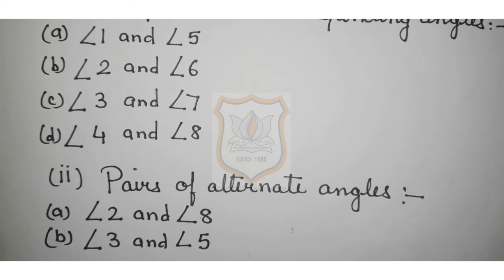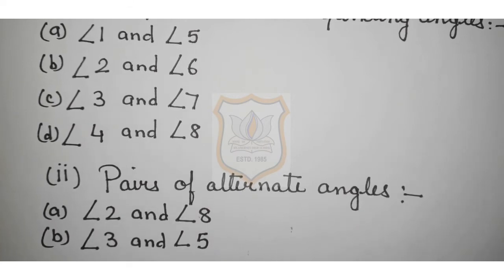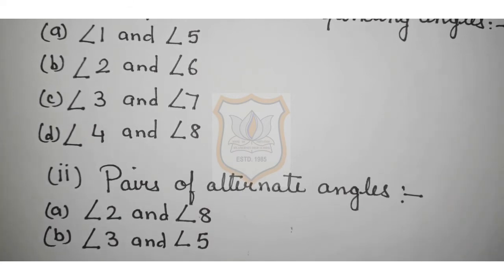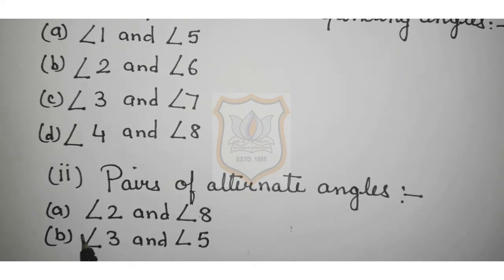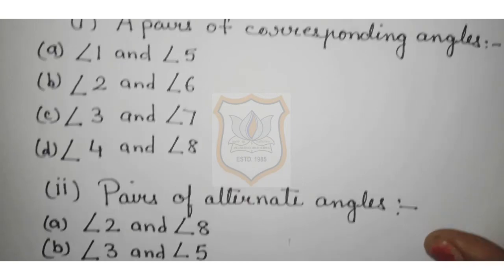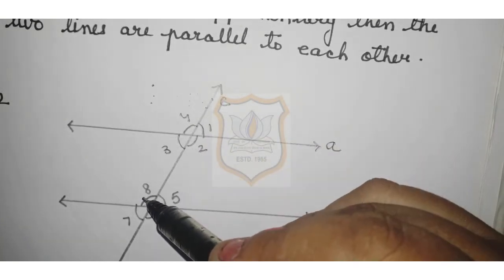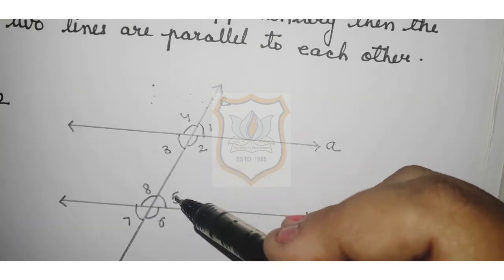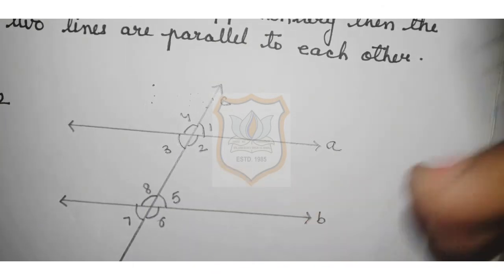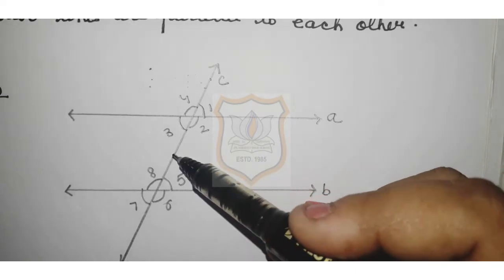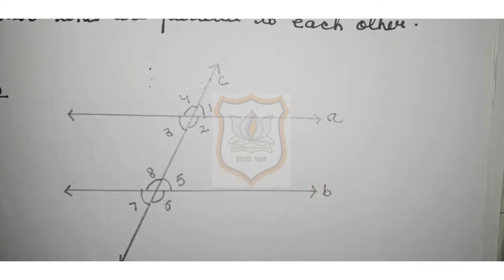Now students, second part is a pair of alternate angles that you have to tell. So there are 2 pairs of alternate angles, that is angle 2 and angle 8 and angle 3 and angle 5. Now look at this figure. Angle 2 and angle 8 and angle 3 and angle 5. These are 2 pairs of alternate angles.